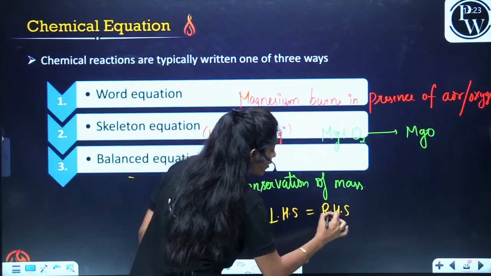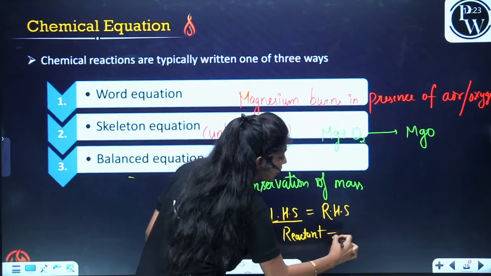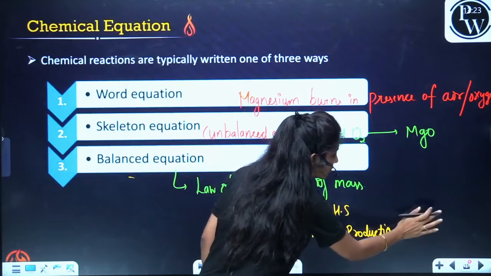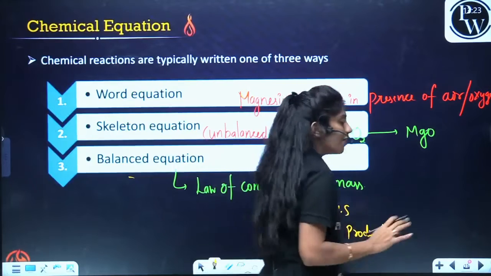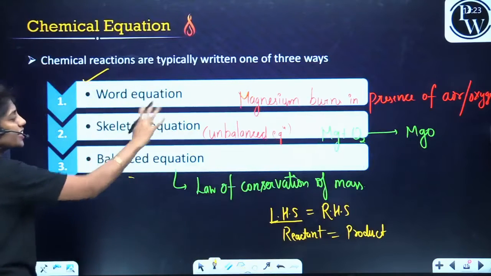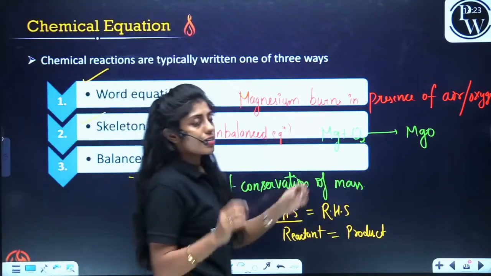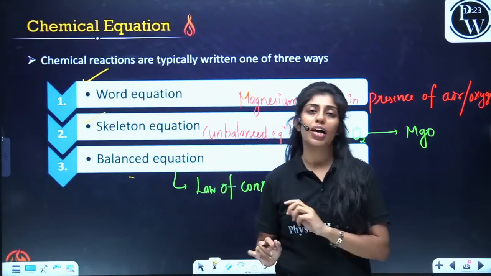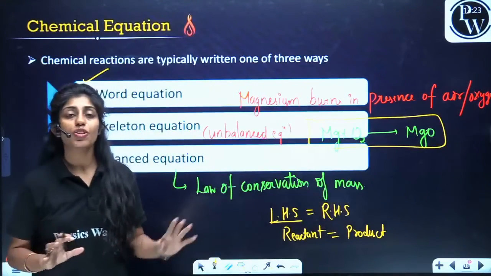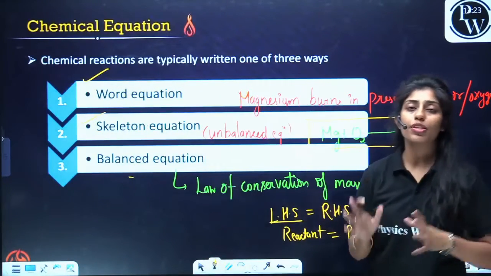On the left hand side we place the reactants, while on the right hand side we have the products. There should be equalization. So are we good with these three terms? You can get the chemical equation in this form. Of course, in your NCERT, you can check the word equations. Then the skeleton equation: suppose this is a reaction, you have to balance this. That is the skeleton equation, while the balanced equation is done by you only, because we need to follow the law of conservation of mass.